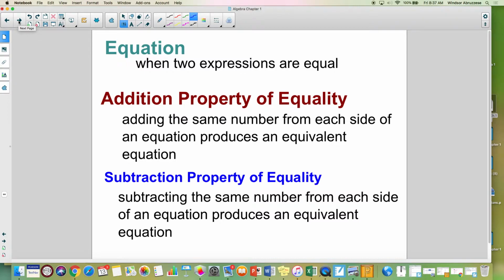Definitely add these vocabulary words to your notes. I would pause the video to add them. Equation is when two expressions are equal. The addition and subtraction property of equality just says adding and subtracting the same number from each side of the equation produces an equivalent equation. Okay, definitely need to know this word.